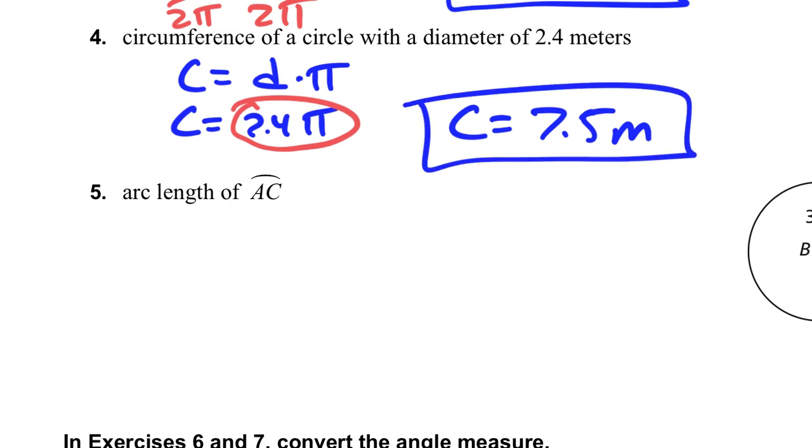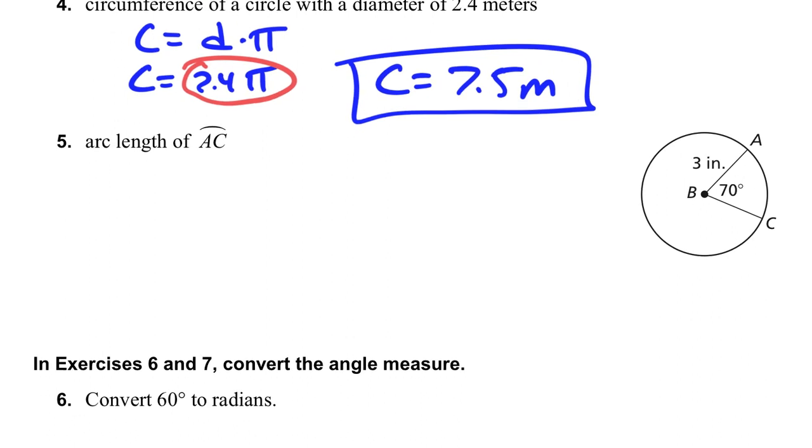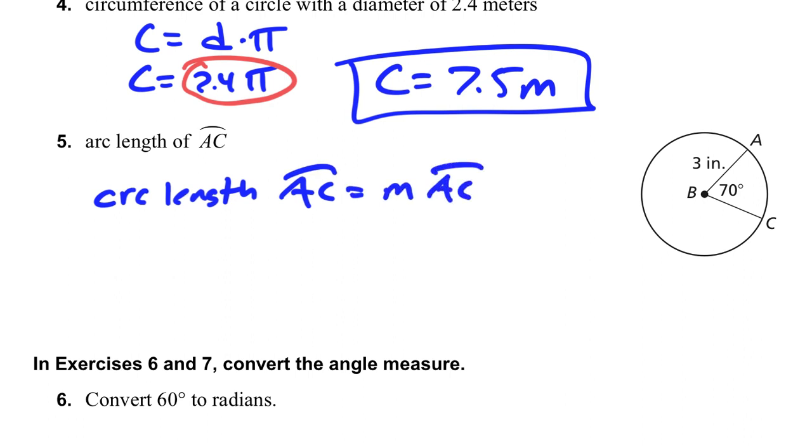All right, arc length. Let me zoom out. Here we go. Arc length. I'm going to write down the formula here. The formula said that to get the arc length, arc length of AC is equal to the measure of arc AC divided by 360 times 2 pi r.